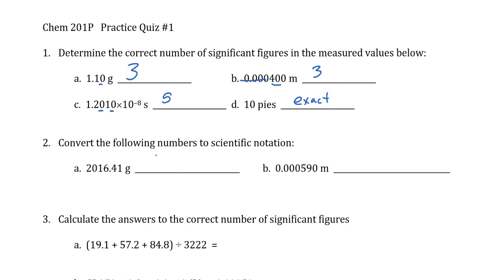In scientific notation, this would be 2.01641 times 10 to the 3 in terms of grams. The next question would be 5.90 times 10 to the minus 4 meters.